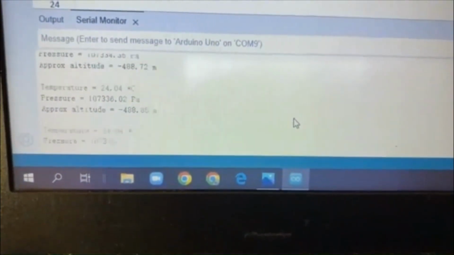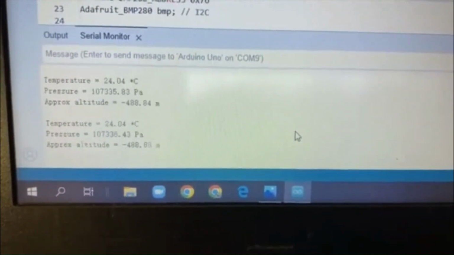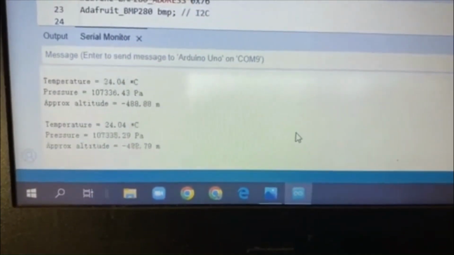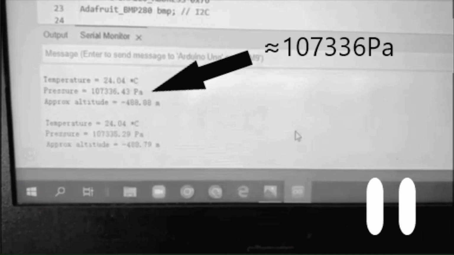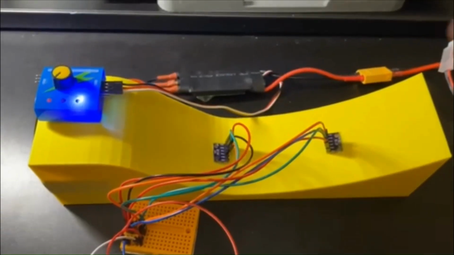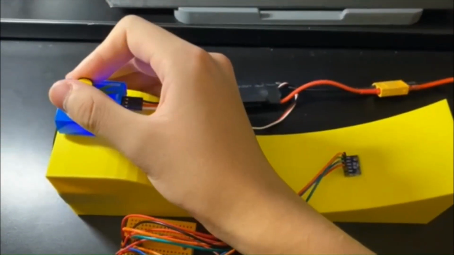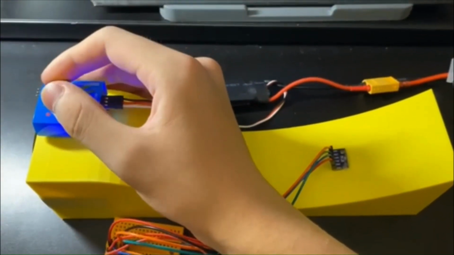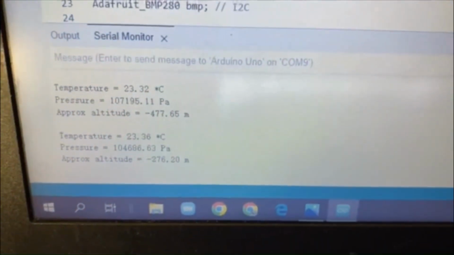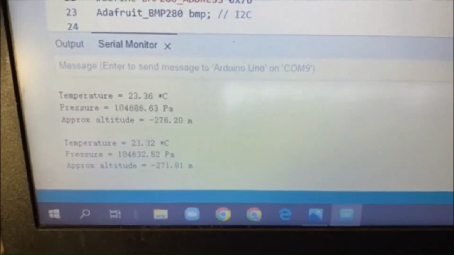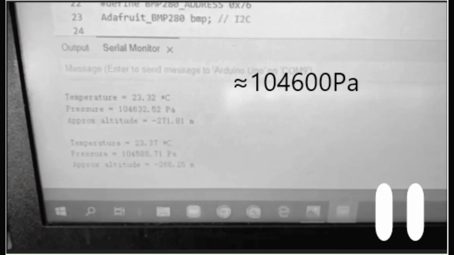Before the fan is turned on, the barometer is collecting the atmospheric air pressure. As we can see, the pressure is around 107,336 pascals. Now, let's turn on the fan and see what the pressure data collected in the choke is. And the data shows that the pressure in the choke is around 104,600 pascals.